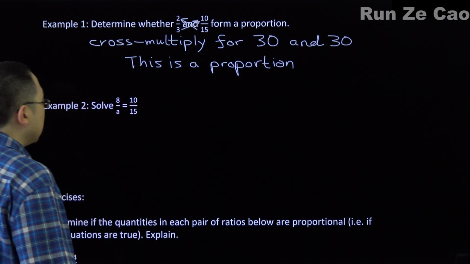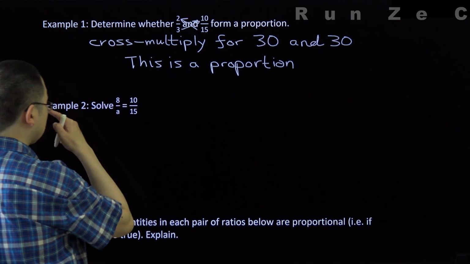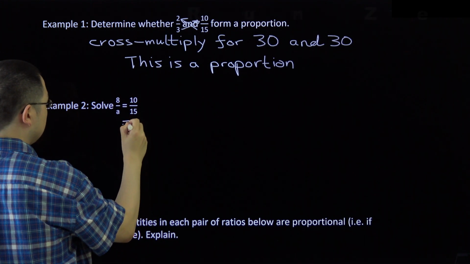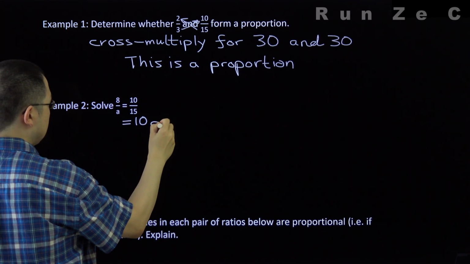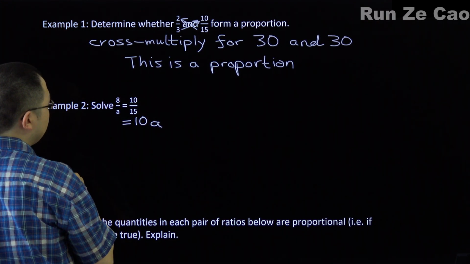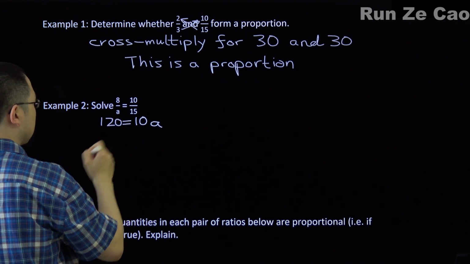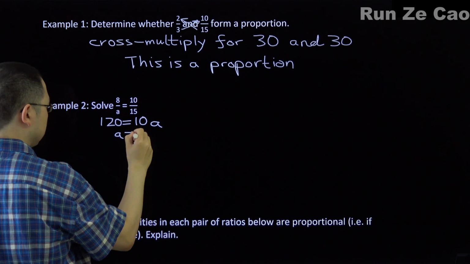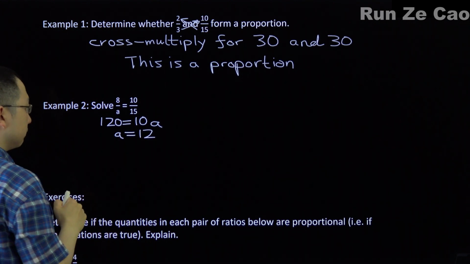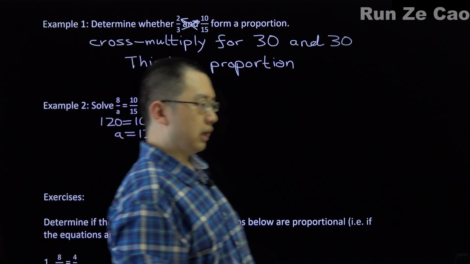So example 2. Solve 8 over a is equal to 10 over 15. Well, we cross multiply and we get 10a is equal to 8 times 15, which leaves us at 120. So a is equal to 12.